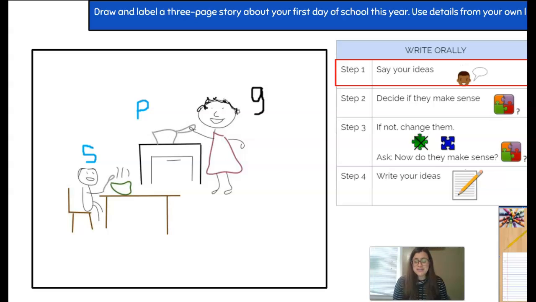Your teacher's going to pause the video and they're either going to give you another example to stretch out the word and practice our step one of saying the ideas, or I want you to look at your picture and find one label you want to say aloud.